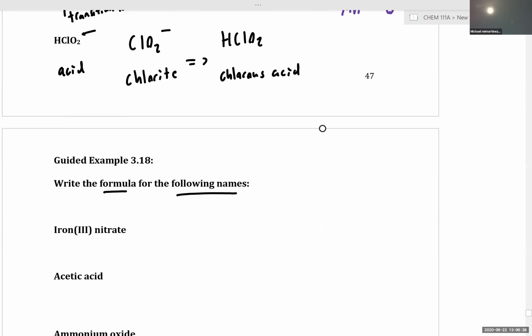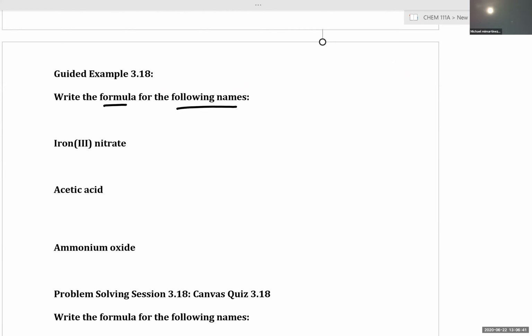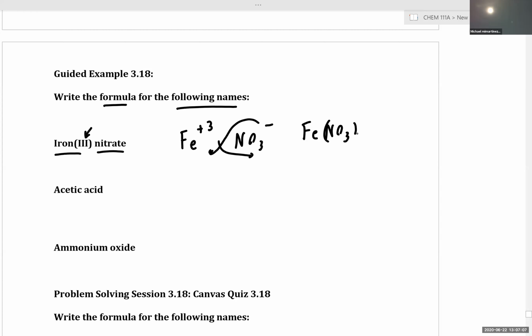Let's now take a look and let's try writing the formula from the name. This is probably one of the most important skills for processing word problems in chemistry. So we have iron 3 nitrate. This is clearly an ionic compound. So iron, we're told, has a +3 charge. Nitrate is NO3 minus. We cross our charges and that gives us Fe(NO3)3.